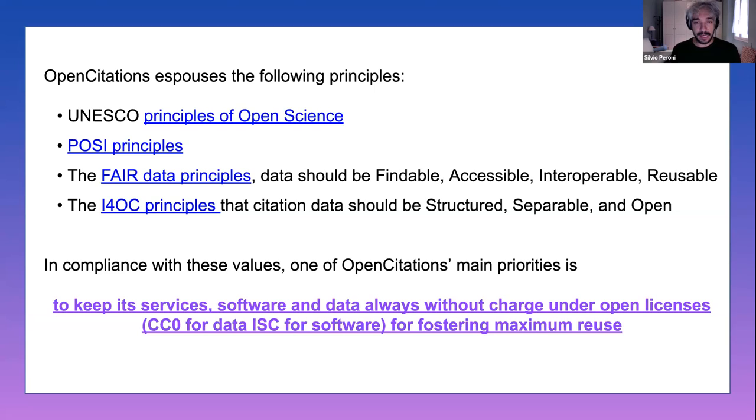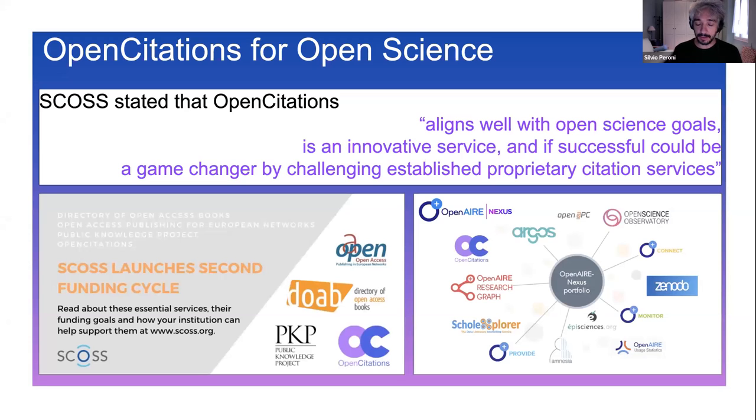And the idea is to be compliant with all these values. This is our main priority: to keep everything we offer, services, software, data, always available for free in the open without charge. So you can reuse our services and data for any purpose, fostering maximum reuse in different activities, including research assessment exercises. We were selected in 2019 by Scopus, since Scopus thought that we align very well with open science goals and that we offer an innovative service that can be a game changer in challenging existing proprietary citation services. And in addition to collaborating with the Scopus infrastructure, we are also collaborating with OpenAIRE and its infrastructure in order to offer additional services to be included in the European Open Science Cloud.